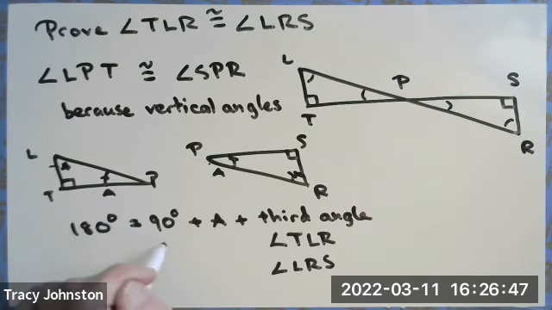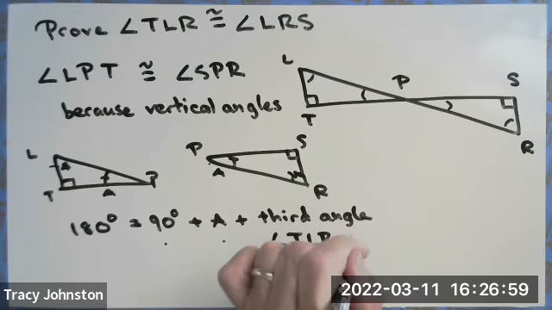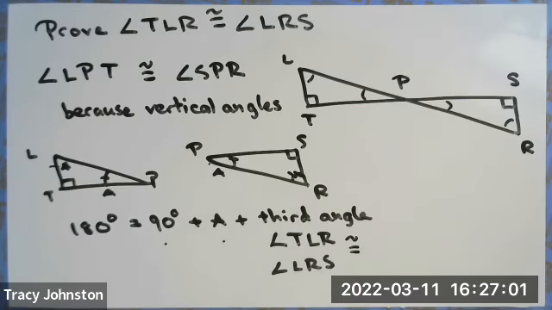And so they both have the 90 degrees, they both have the angle A, and they have to add up with their third angle to be 180 degrees, which means that these two have to be congruent.